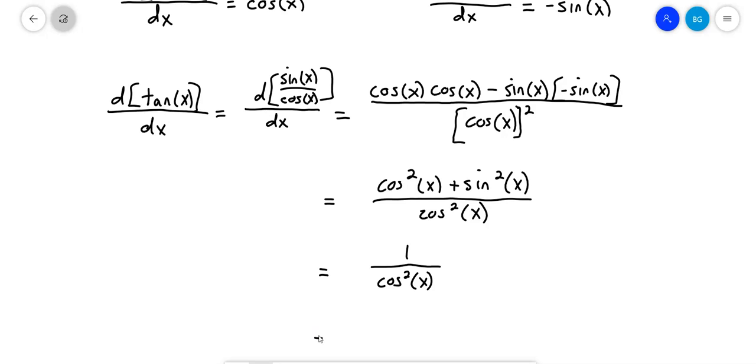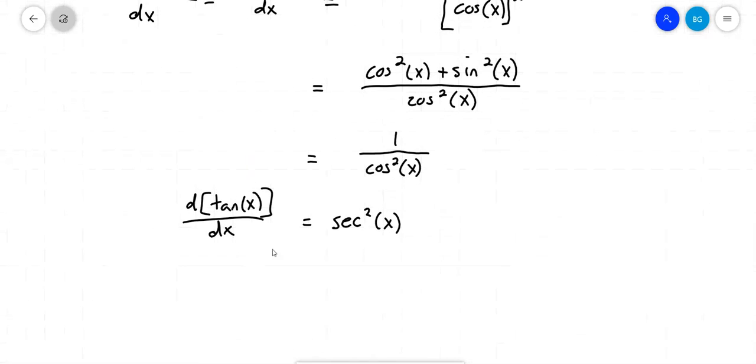And now we have to think back to our trig class again. Remember, the reciprocal of cosine is secant. So in fact, this is just secant squared x. So the derivative of tangent with respect to x is secant squared. So the derivative of tangent is secant squared. Straight quotient rule there.